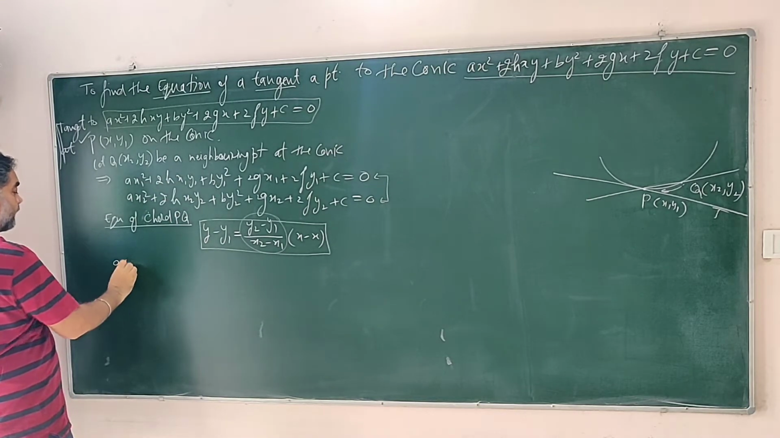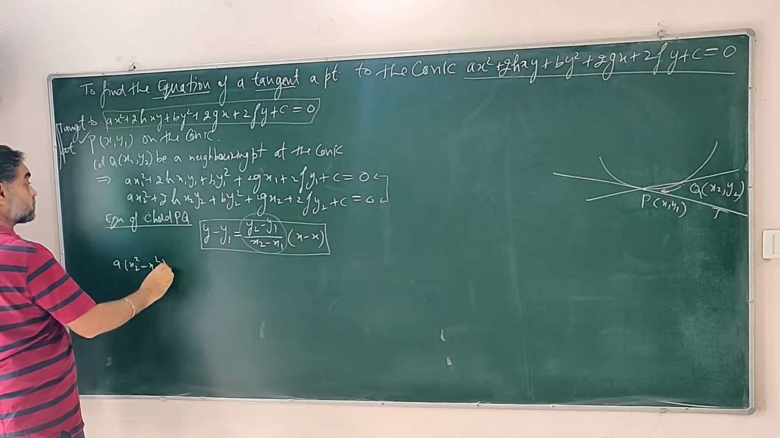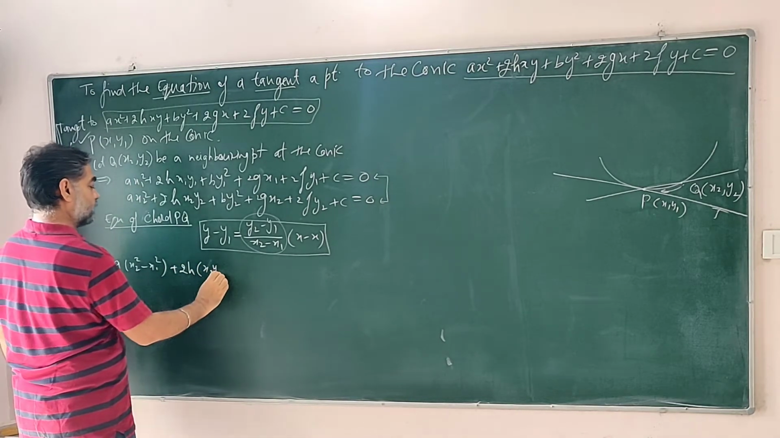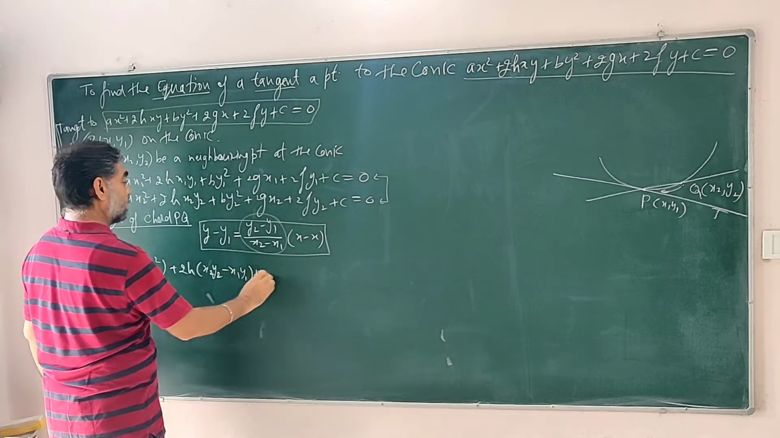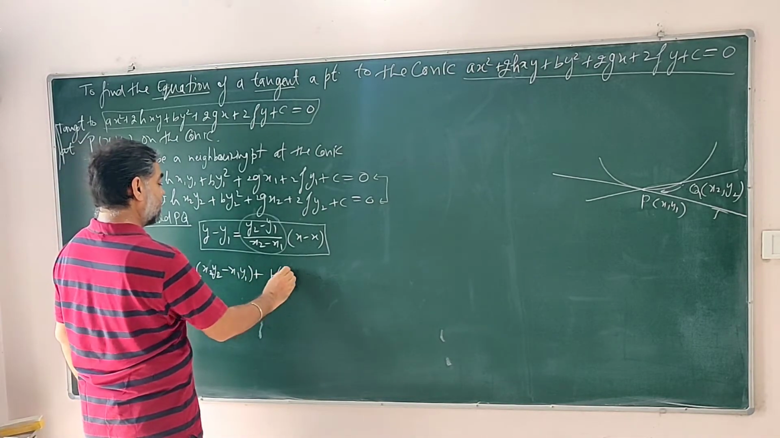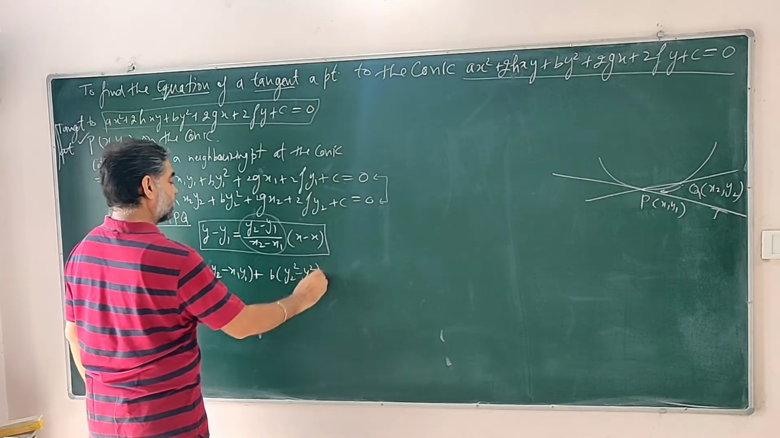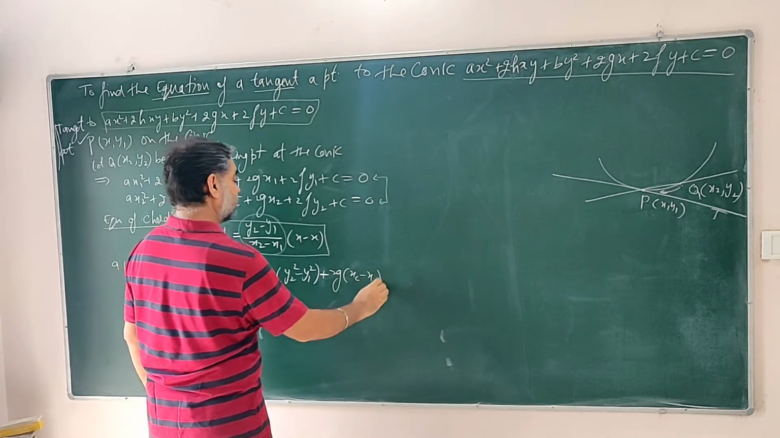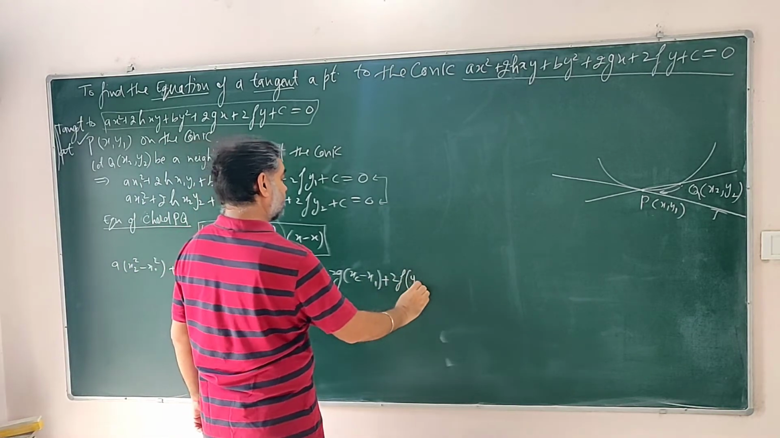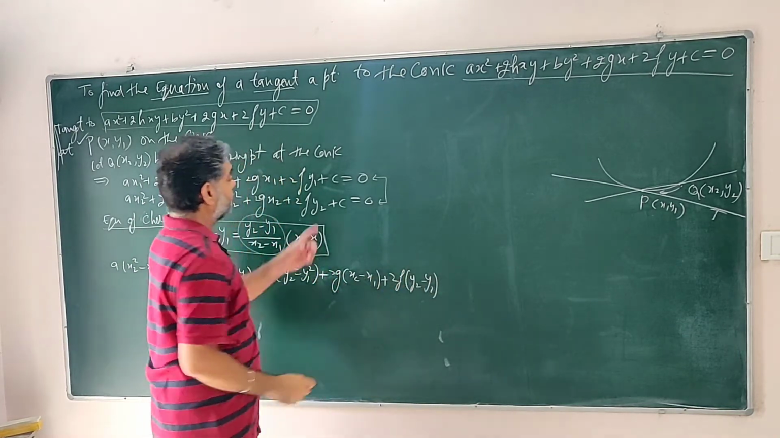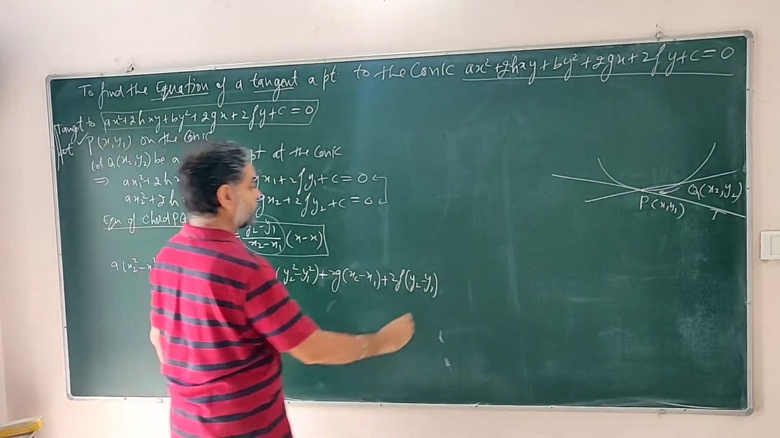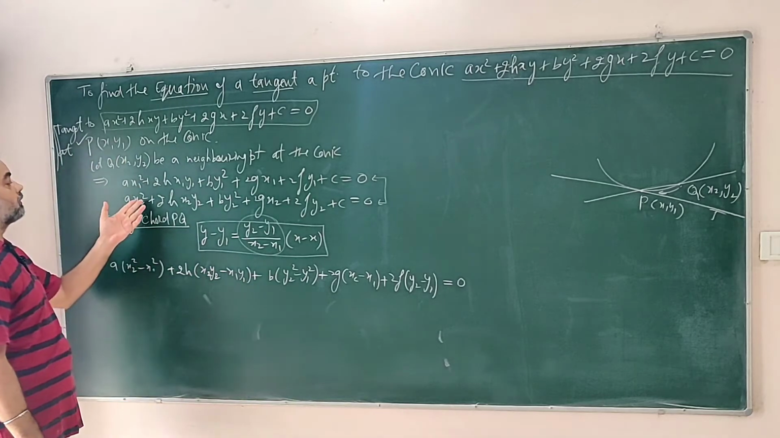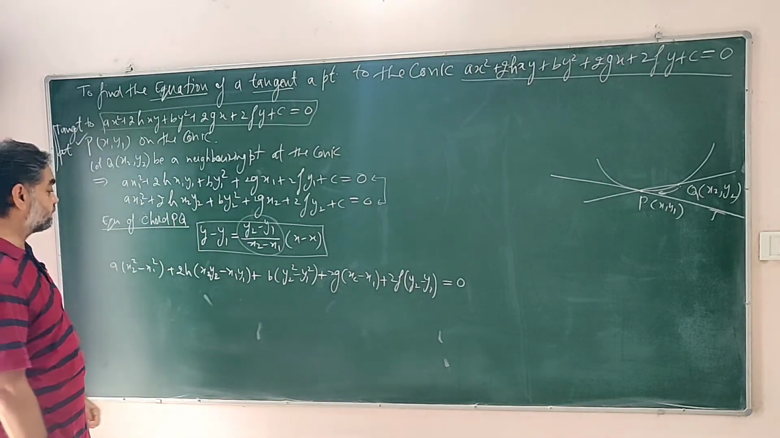So we get a into x2 square minus x1 square plus 2h into x2 y2 minus x1 y1 plus b into y2 square minus y1 square plus 2g into x2 minus x1 plus 2f into y2 minus y1 and c minus c is 0. So we subtract the first equation from the second equation.